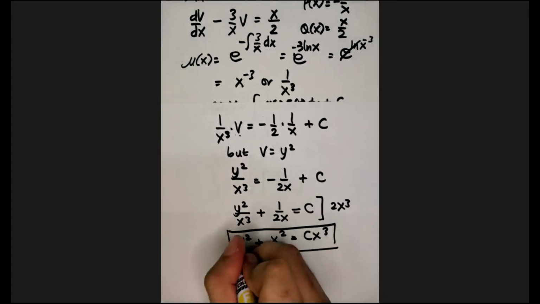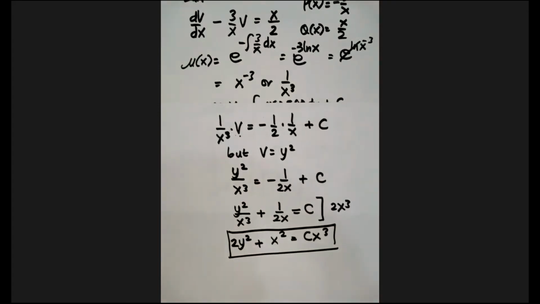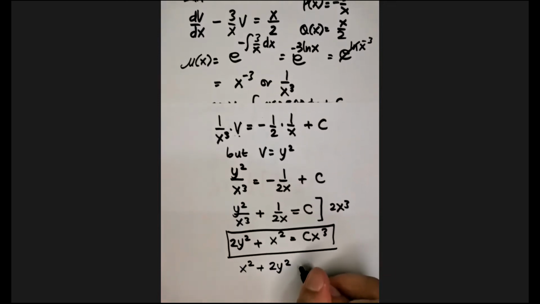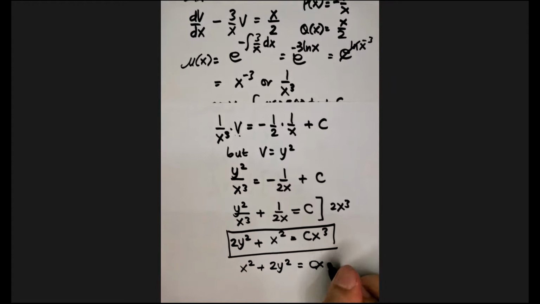So that's a 2y squared. Ayan. So 2y squared. So this is, tama ba? Cancel yung 2. And then, yeah, c will absorb 2. Ayan. So 2y squared plus x squared. Pwede rin namang baliktarin natin yung iba. X squared plus 2y squared is equal to cx cubed.